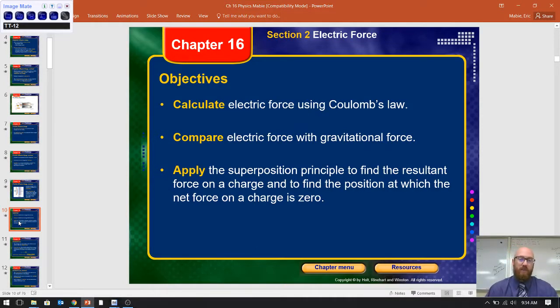Now, the last one: apply the superposition principle to find the resultant force on the charge. You're basically going back to the forces chapter, chapter 4, where you find the total forces on an electron. That's all it is, and I'll show you how to calculate it in class. We'll do the calculations in class. I'm going to show you how the question looks and the answer looks. So let's get right to it.